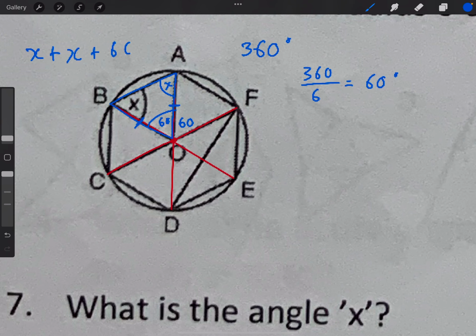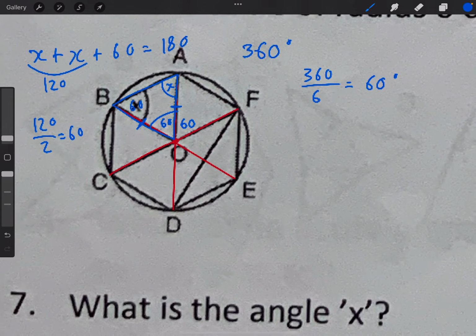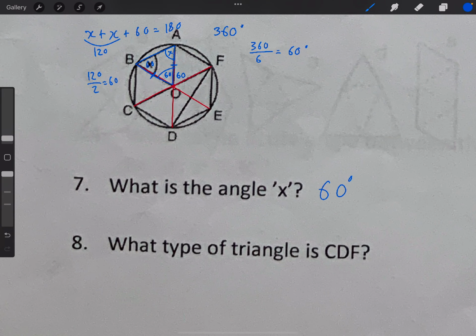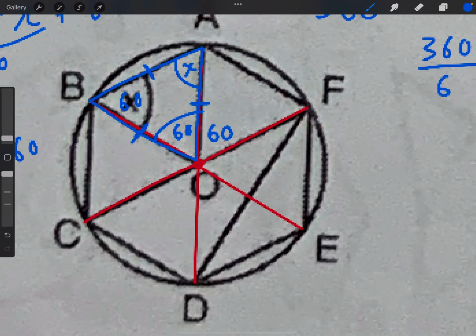X plus X plus 60 equals 180. So let's take away 60 from both sides. That means these two must be 120, because 120 plus 60 is 180, right? So we take 120 divided by 2, you're going to get X equals 60. So X here is equal to 60 degrees. And we now know that each one of these triangles is an equilateral triangle because they got 60, 60, 60. They're all 60 degrees. And if it's an equilateral triangle, that means that each of these must be the same length. All of them are the same length.